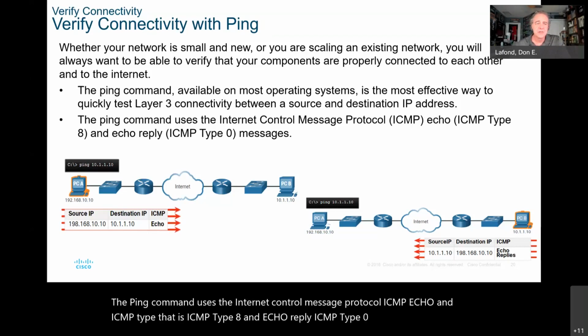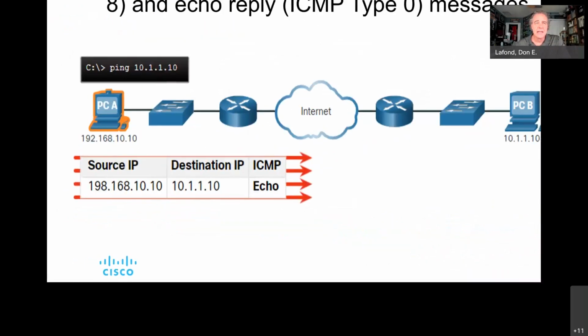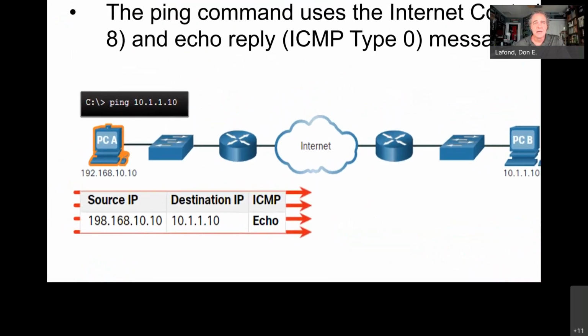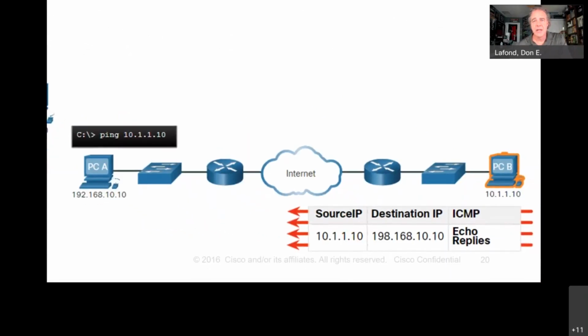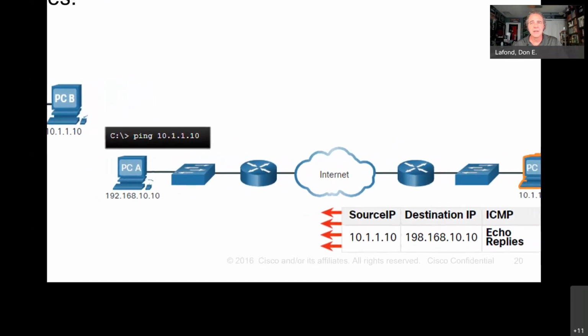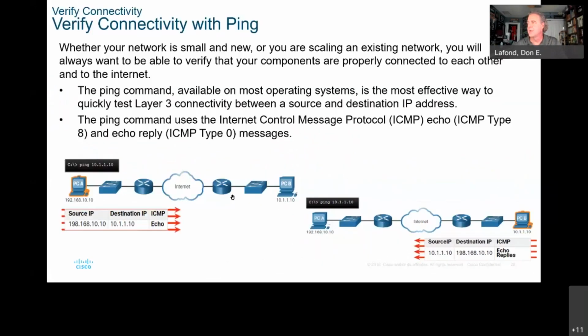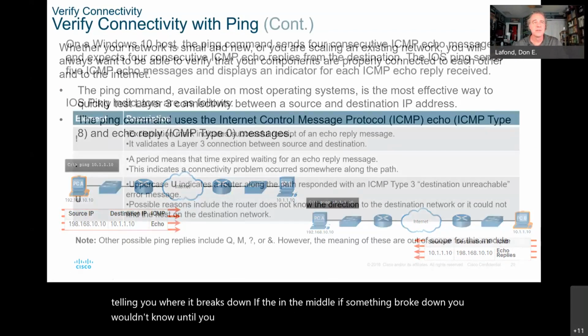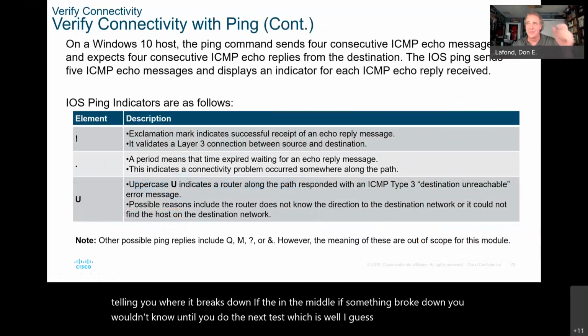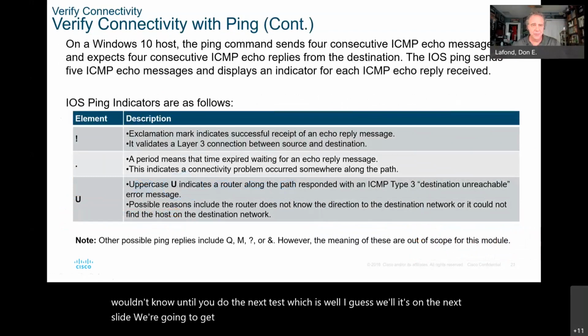I'll zoom in just to show you that they are sending an ICMP Echo message out. When it's received, you get an Echo reply indicating that PCA was able to communicate with PCB. Now, note, it does not troubleshoot anything in the middle. You're not getting any results telling you where it breaks down. If something broke down in the middle, you wouldn't know until you do the next test, which I guess is on the next slide. We're going to get to traceroute in a minute.